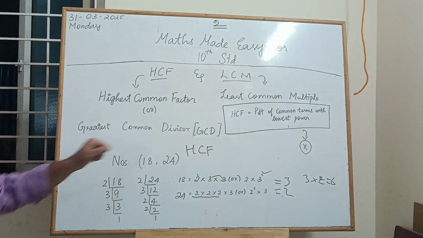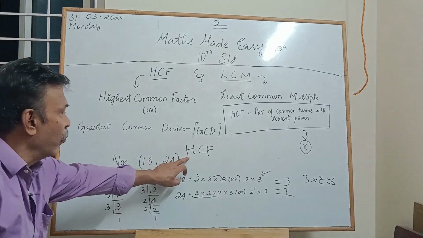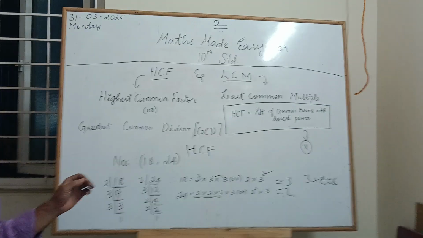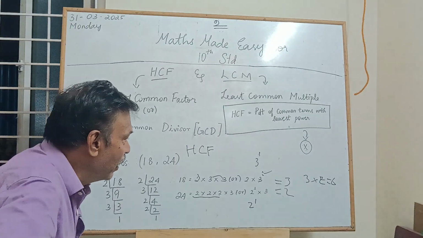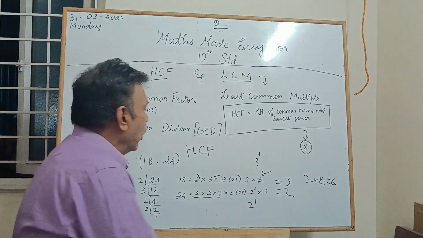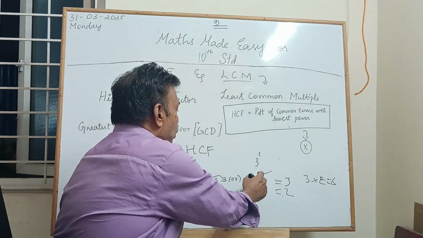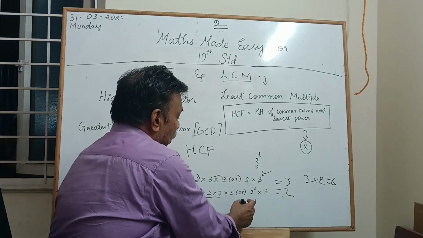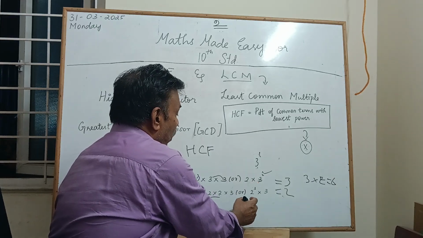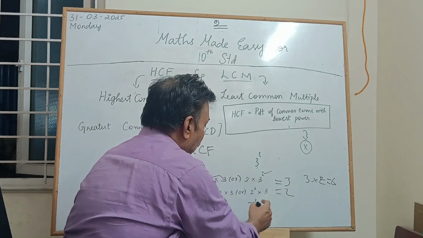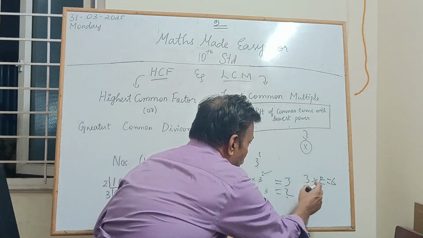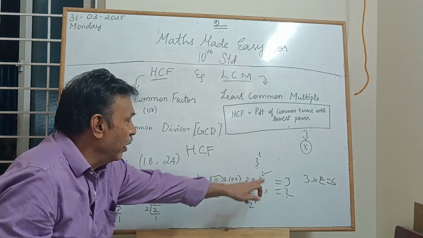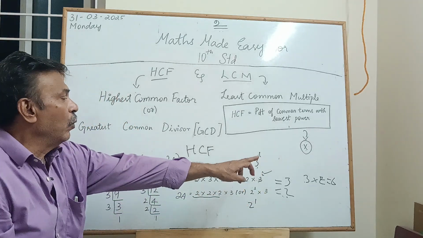So we call it the highest common factor. See, many students get confused. If you are confused, see, the lowest power here means 3 to the power 1. In this case, 2 to the power 3, the lowest power is 2. That is why I have taken 3 here and 2 here. So 3 into 2 is 6. Are you clear now? The lowest power here is 3, the lowest power here is 2. Now 3 into 2 is 6.